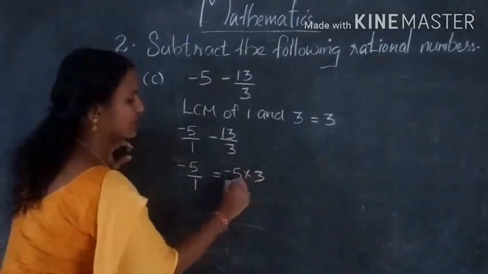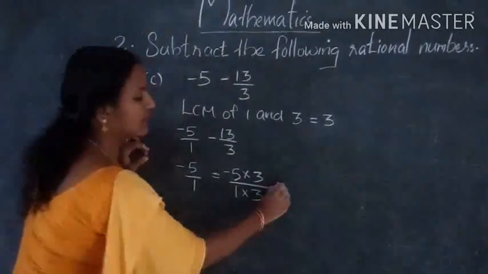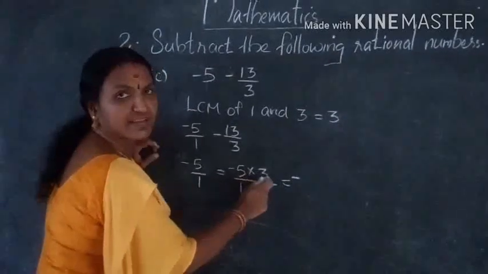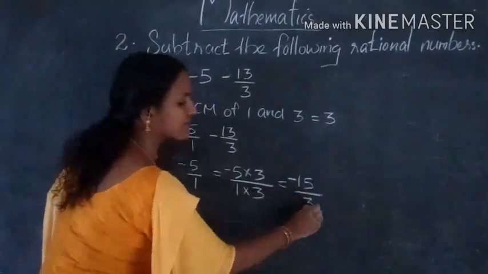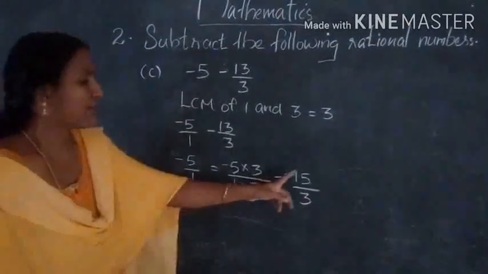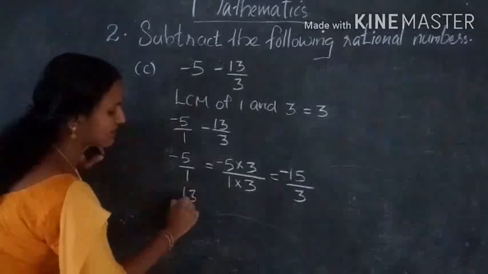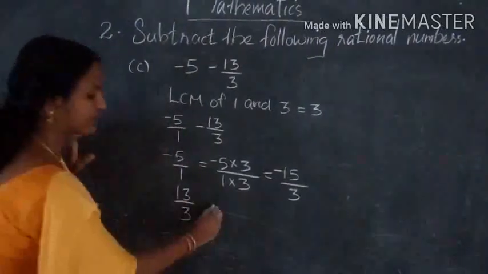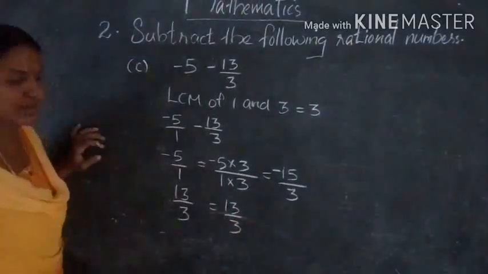Minus 5 into 3 divided by 1 into 3 is equal to minus 5 into 3. 5 3s are 15 divided by 1 3s are 3. Minus 15 by 3. The second fraction, 13 by 3. Here the denominator is 3. So we write the same number. 13 by 3 is equal to 13 by 3.